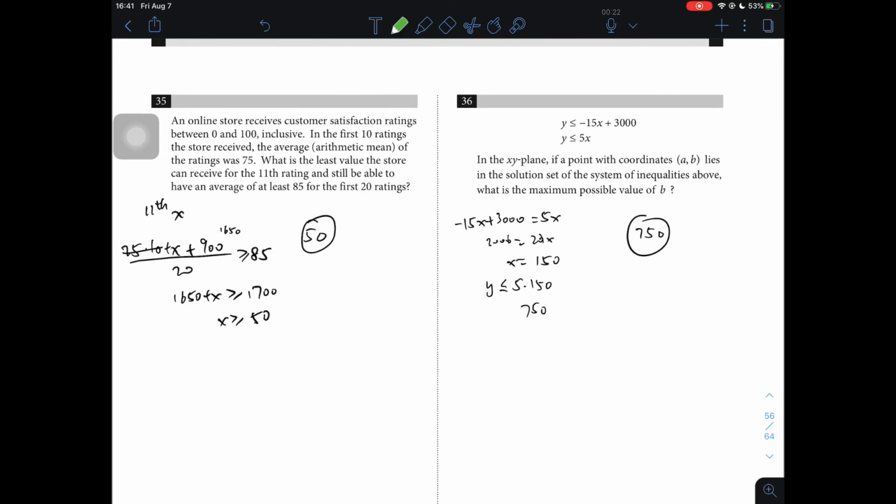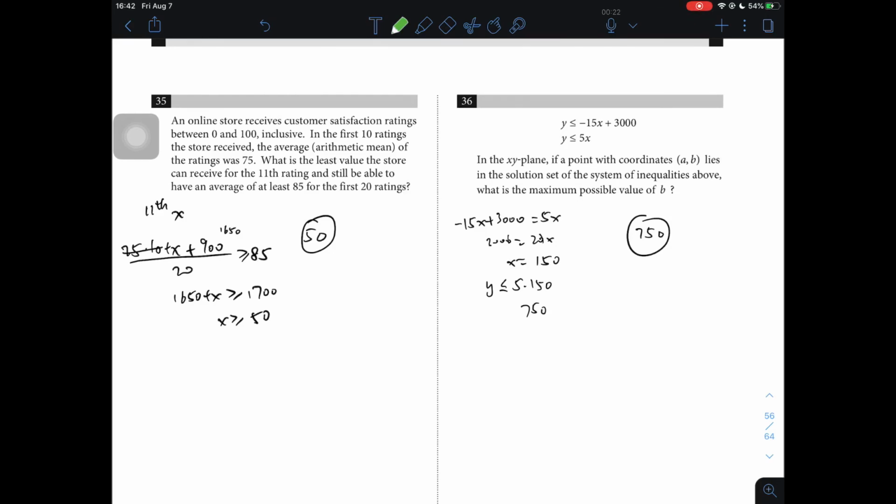Anyway, so for 35, this actually gets stuck. I got stuck, I have to admit, because the wording of this question is really weird. Let's see that what's the least value a store can receive for the 11th rating, and some people have an average of at least 85 for the first 20 ratings. So they're asking for the least value. So now we're thinking, so if all of the last 9 ratings are 100, they all got perfect. So what is the least for the 11th? So what is the worst rating it could get?